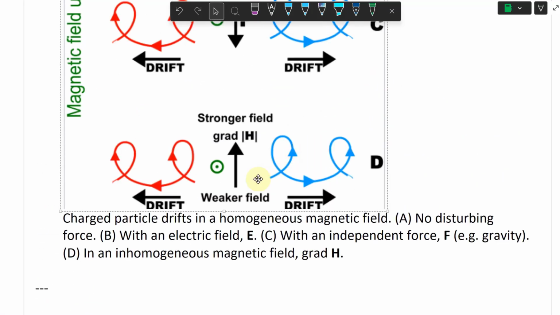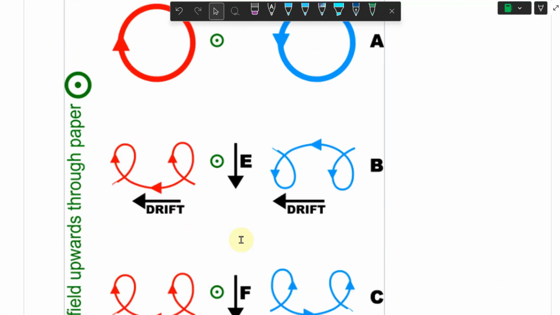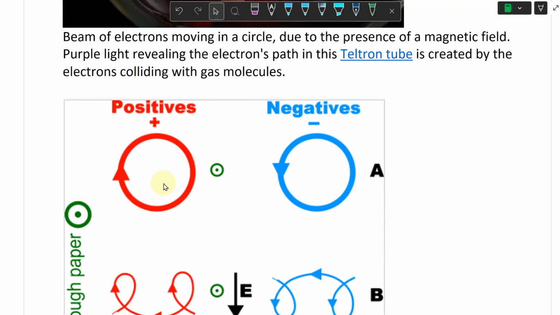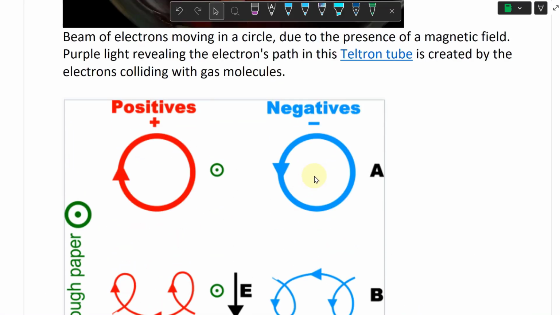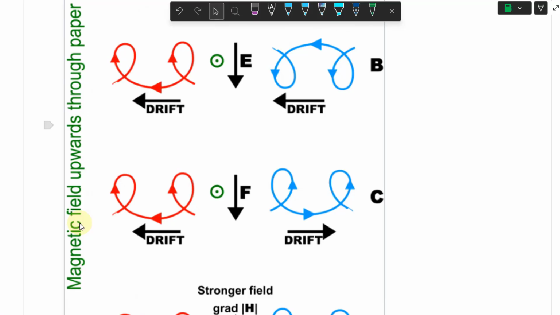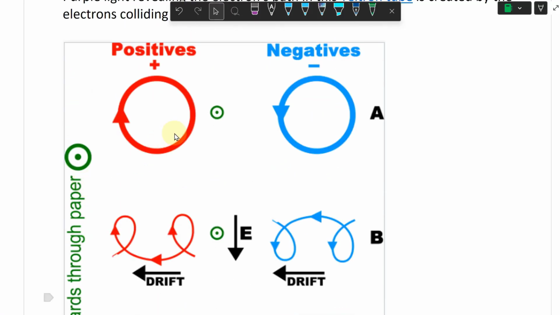So here's another, I'm going to simplify. A charged particle drifts in a homogeneous magnetic field. A is with no disturbing force, and B is with an electric field. Here is A. This is the magnetic field, pointing out of the page. So the magnetic field points up through the page. It's basically pointing out to you.